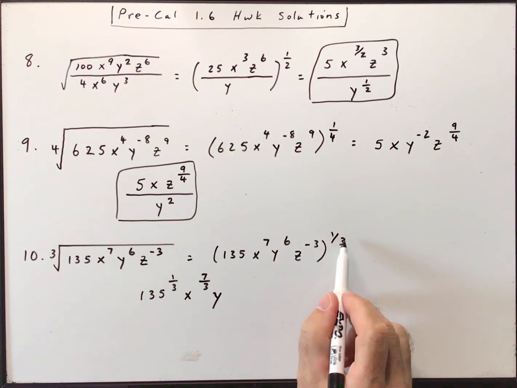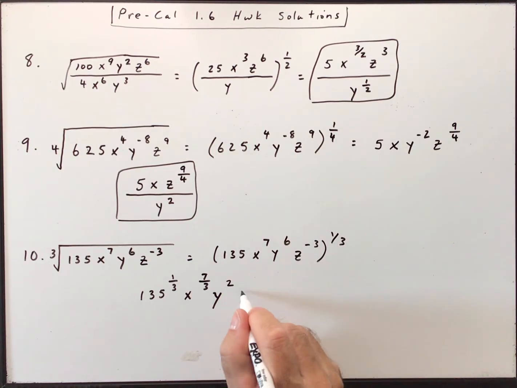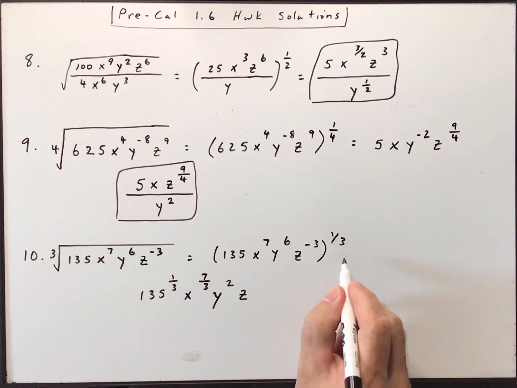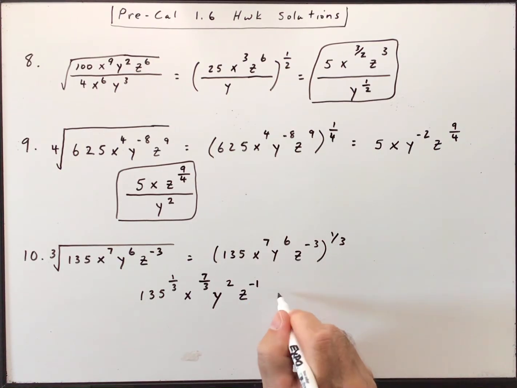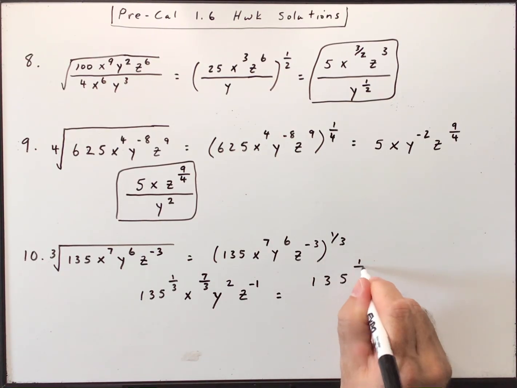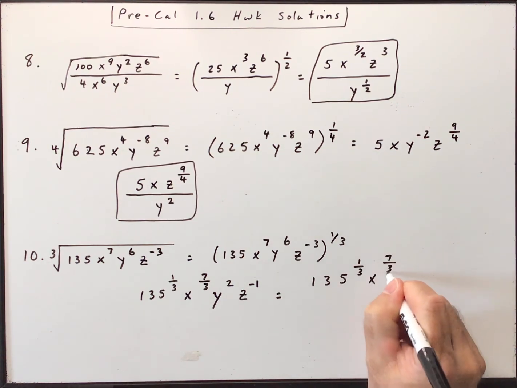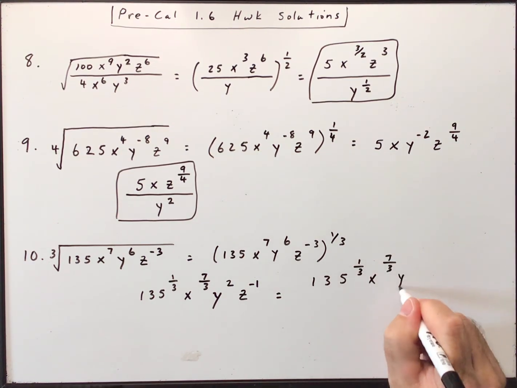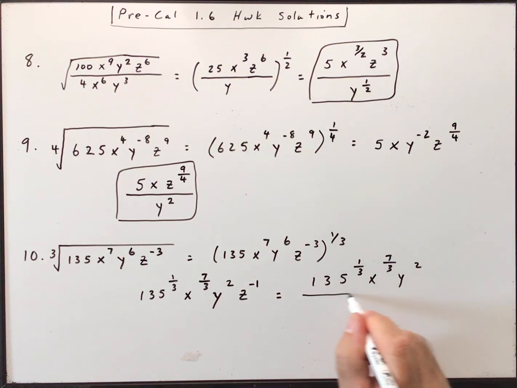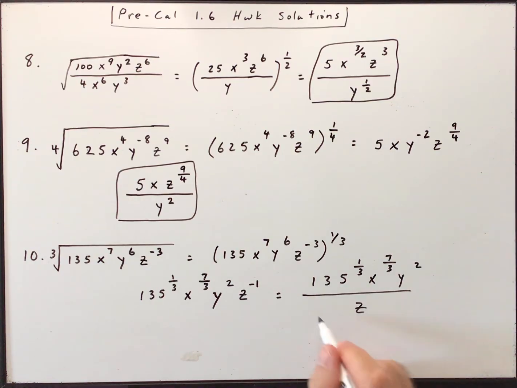Y to the 6th to the 1/3. 6 times the 1/3 would be 2, so y squared. And then z to the -3 times the 1/3 would be -1. So we're going to take that z and put it on the bottom. So that's 135 to the 1/3, x to the 7/3, y squared, and then all that, we're moving that z to the -1 to the bottom, so it's positive. All of that over z.